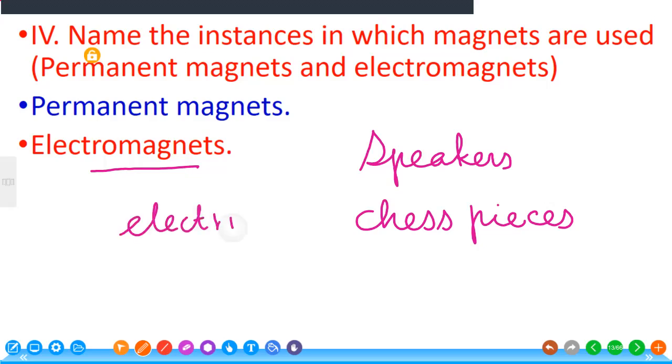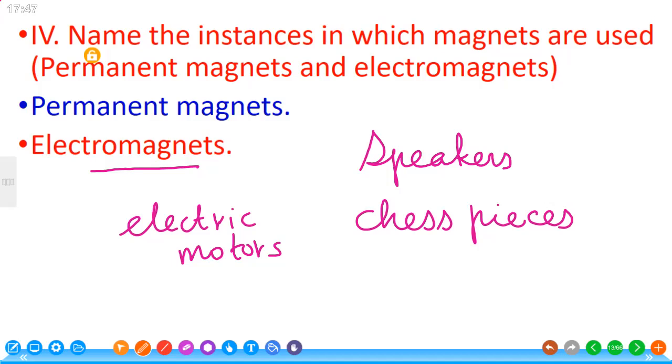In certain electric motors, we get electromagnets. Remember that if you take a toy motor, in that you find two permanent magnets. Therefore, remember that even in electric motors, most of the time we get permanent magnets, but there can be electromagnets also in some of the electric motors. And you can think of another one, the electromagnetic crane we discussed.